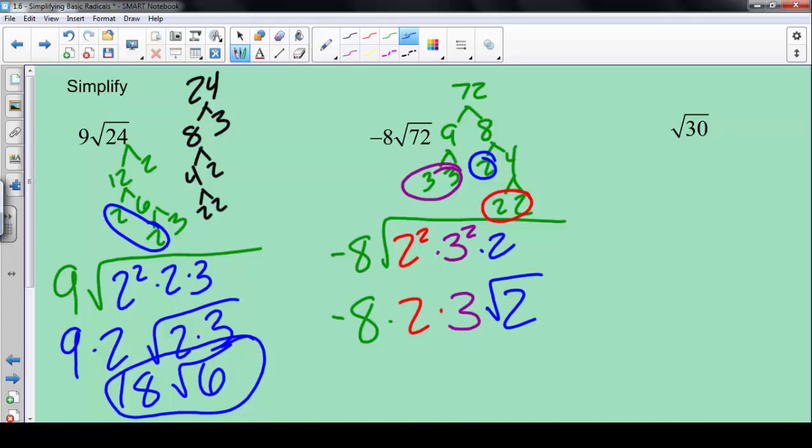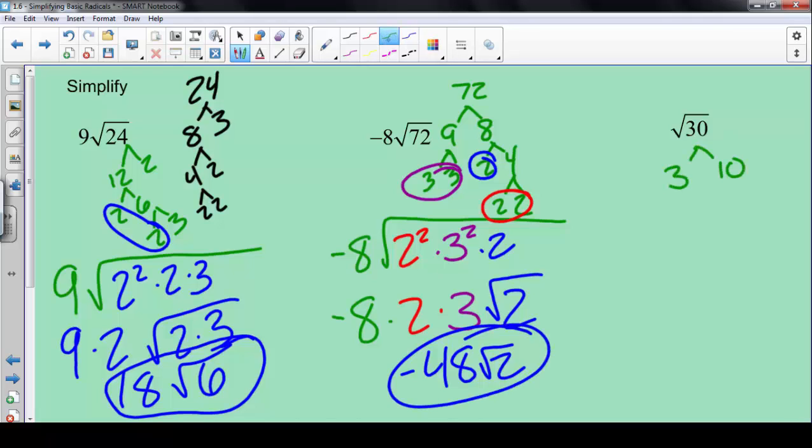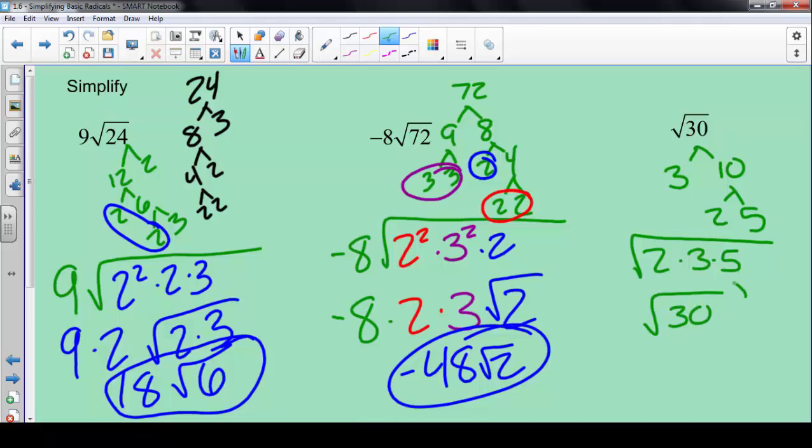Negative 8 times 2 is negative 16, times 3 is negative 48, root 2. Now notice with 30 we don't have any pairs at all, so it would just be like 2 times 3 times 5 under that square root, which gets us back to root 30, so that's one that we can't simplify down.